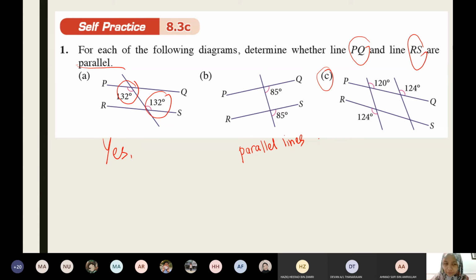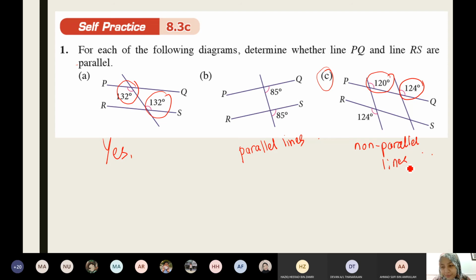Okay, question C. What is the answer? No. Parallel lines or non-parallel lines? Non-parallel lines because these two angles are not the same. So kalau dia sama, maka dia mesti jadi parallel line. So non-parallel lines. Okay, so that is how you answer your question in examinations.